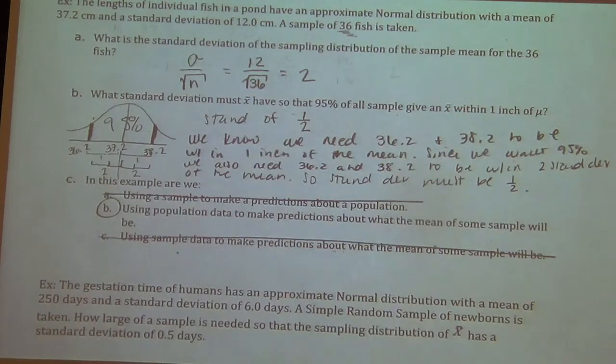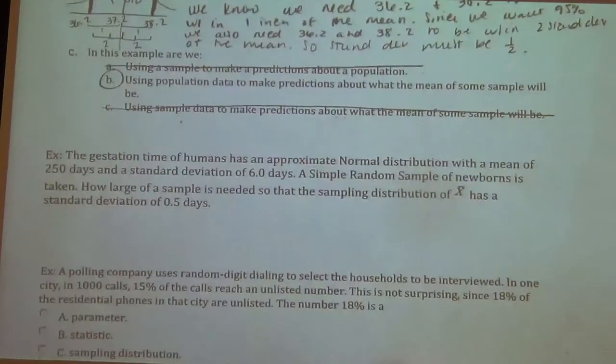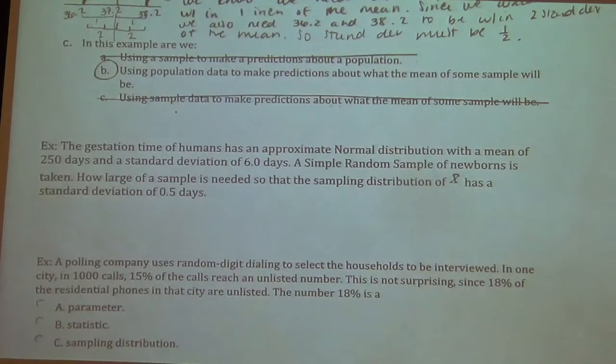All right, so that's one kind of different thing we'll see than our usual typical calculations. Okay, let's do something else that's slightly different as well. The next example says, the gestation time of humans has an approximate normal distribution with a mean of 250 days and a standard deviation of 6 days. A simple random sample of newborns is taken.